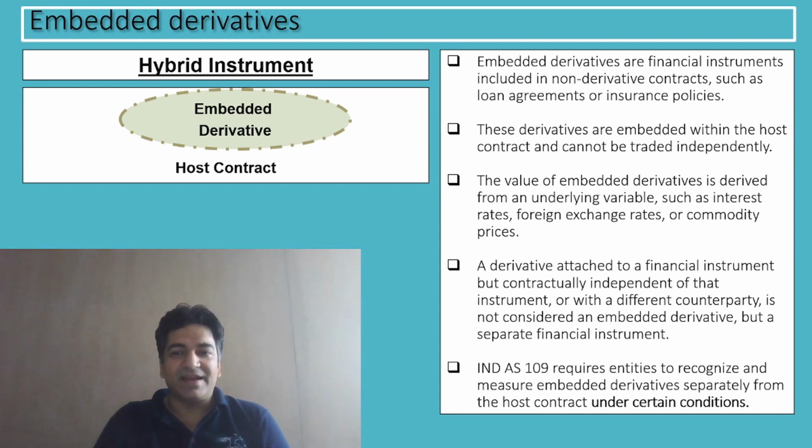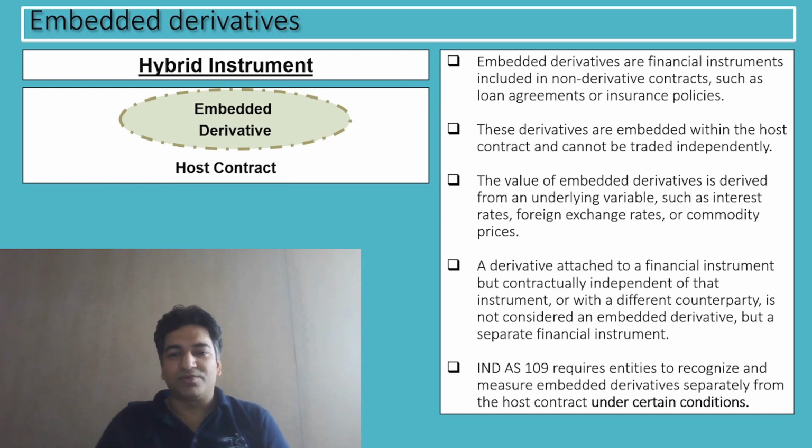The value of an embedded derivative is derived from an underlying variable such as interest rates, foreign exchange rates, or commodity prices. Ind AS 109 requires entities to recognize and measure these embedded derivatives separately from the host contract under certain conditions. We'll talk about those conditions in the subsequent slide.